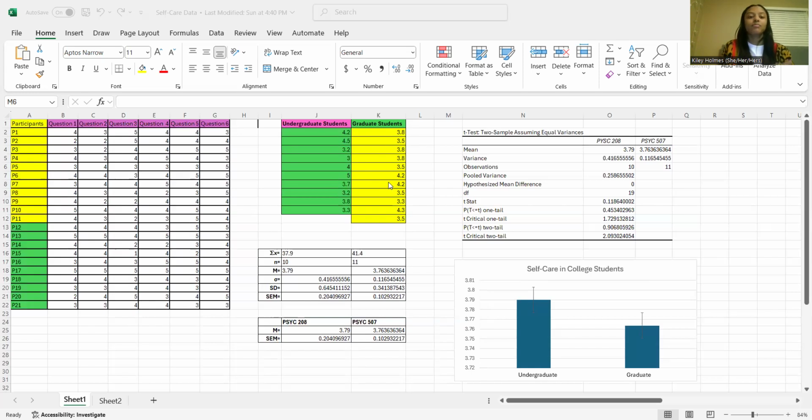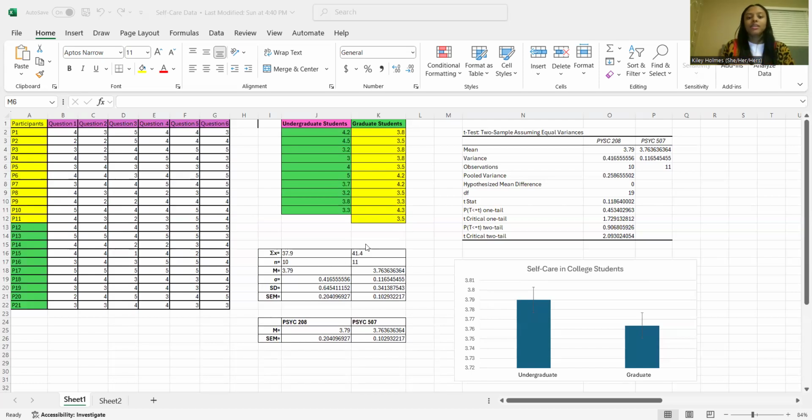Next, I broke it down and I looked at the standard error of the mean, for example. I looked at the standard deviation, which was 0.64 for the undergraduate students and 0.34. I looked at the number of participants in each class, which was 10 and 11.